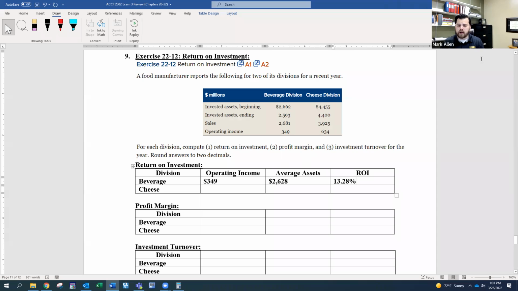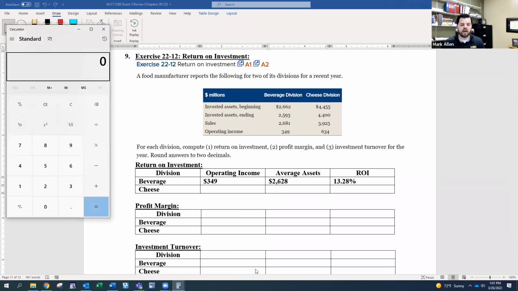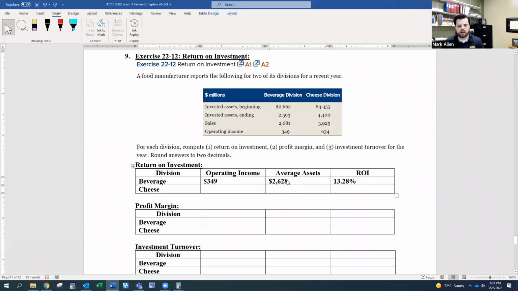And you say, well, that's great, but I don't see 2628 anywhere in there for the beverage division. So where did that number come from? Well, look at the title: average assets. So what we had to do here was say, at the beginning of the year, 2662. At the end of the year, 2593. Divide that by 2, 2628. It's of course rounded a little bit, but that's where this comes from.